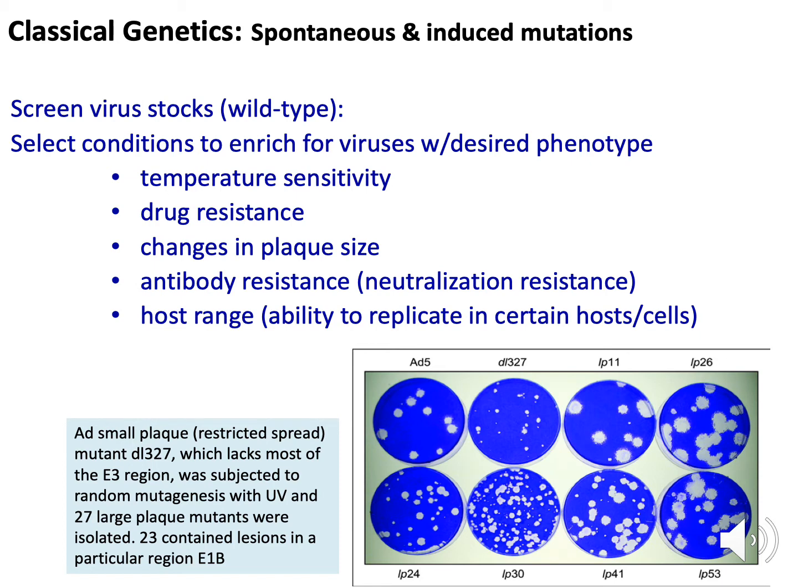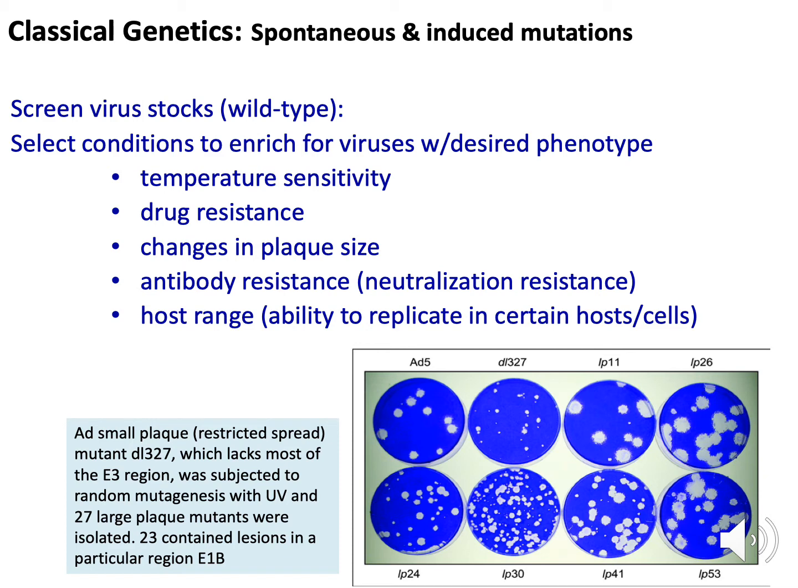Viruses might have the ability to replicate in different cells. They might be resistant to certain drugs, and you could look at those. And so this plaque assay that you're seeing down at the bottom right is an adenovirus small plaque mutant, the one in the second well on the top row of wells, that has restricted spread relative to the wild type, which is Ad5, right next to it.